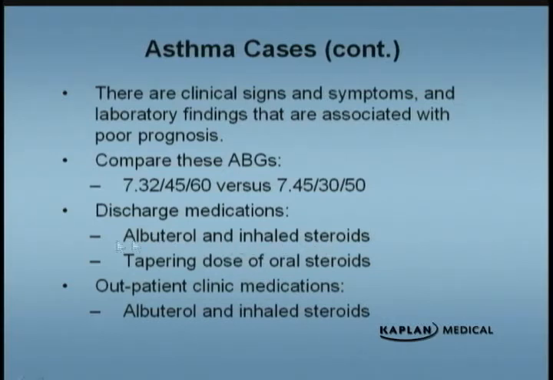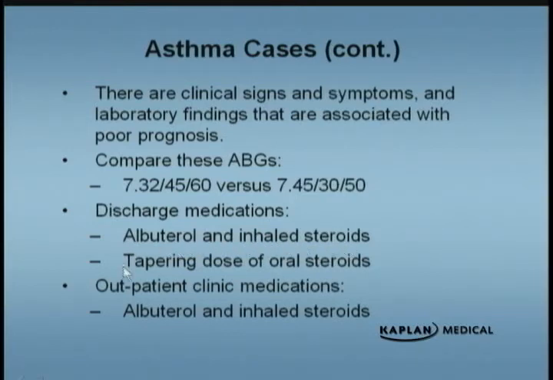Albuterol, inhaled steroids. This is the usual treatment of asthma, in most cases, right? And then a tapering dose of oral steroids. Now our patient, I think she was taking only albuterol. So whatever her usual medications are, okay? And then you ask her about symptoms and stuff like that. Maybe you need to use inhaled steroids in the long run in the first place.